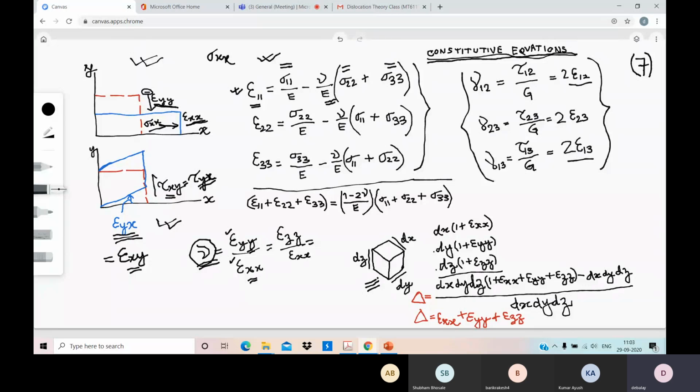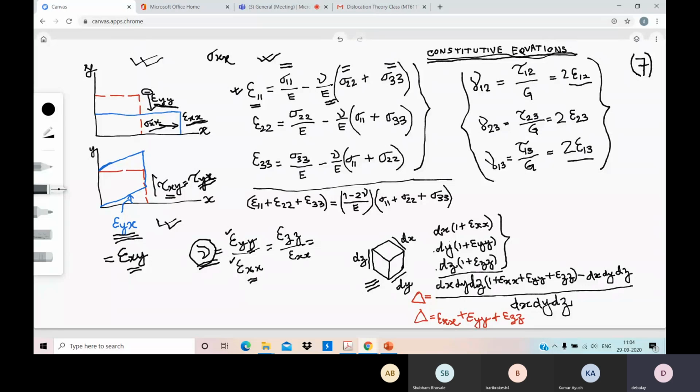Now, suppose it goes through a small amount of deformation. What will be my volume change? That I want to calculate. So to calculate the volume change, how much will be the change in dimension in every major axis direction?